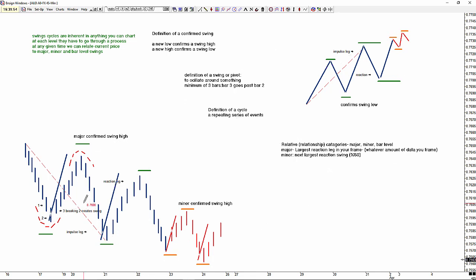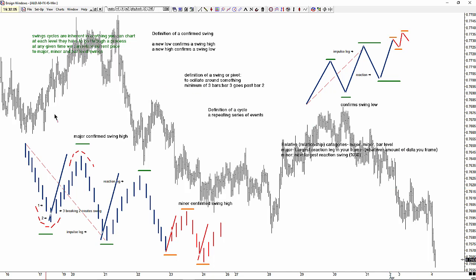Or when I'm doing a trade, I can use a minor to work my way into them, but we'll talk about that. All right, first let's understand. Now, what I'm saying here is whatever amount of data is in your frame. Obviously, people have different frames. So if this is my frame, I'm going to look for the largest reaction leg and call that a major swing, right? And then the next largest will be the minor, and I'll pretty much ignore everything in between.